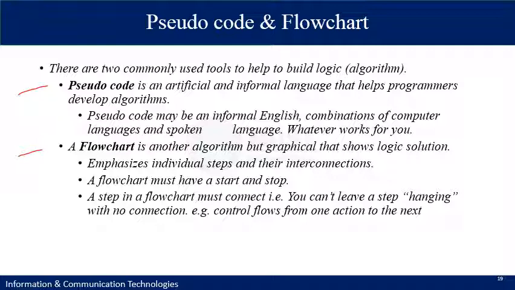On the other hand, a flowchart is another algorithm representation, but graphical, that shows a logic solution. A flowchart emphasizes individual steps and their interconnections. A flowchart must have a start and a stop, and each step in a flowchart must connect; you cannot leave a step hanging without connections. So, for example, control flows from one action to the next in a flowchart.